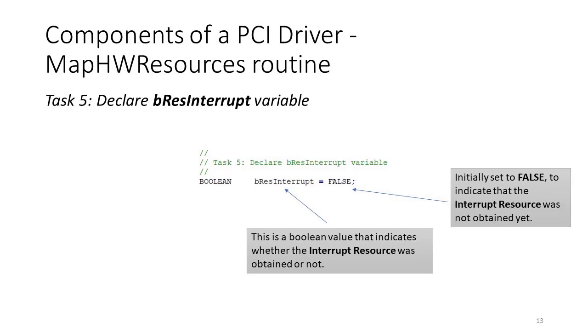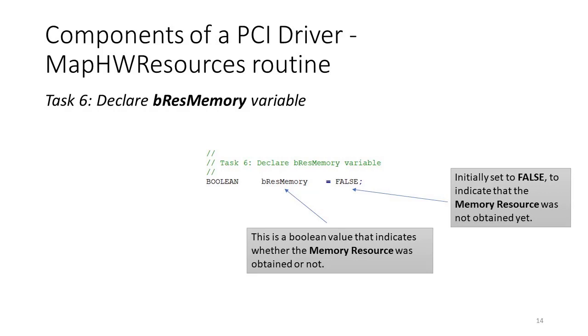Task number 5, declare the bres interrupt variable. The bres interrupt variable is a Boolean value that indicates whether the interrupt resource was obtained or not. Initially set to false, to indicate that the interrupt resource was not obtained yet. Task number 6, declare the bres memory variable. The bres memory variable is a Boolean value that indicates whether the memory resource was obtained or not.